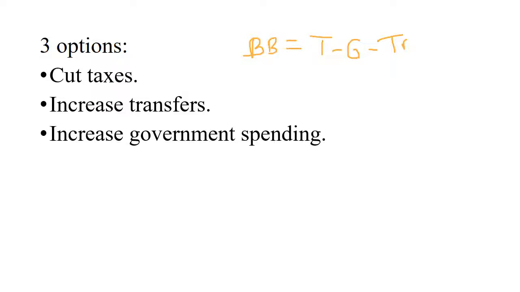If taxes go down, the budget balance decreases. Deficit. If transfers go up, we are subtracting transfers. So subtracting a larger number, budget balance goes down. Deficit. If you increase government spending, same situation. Something that you are subtracting just got larger.